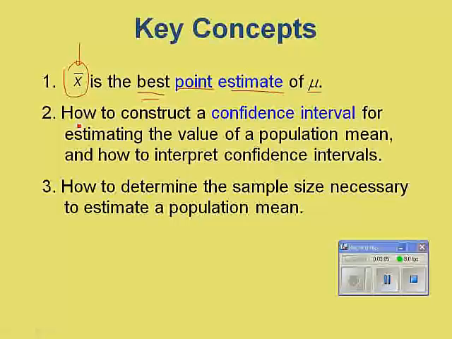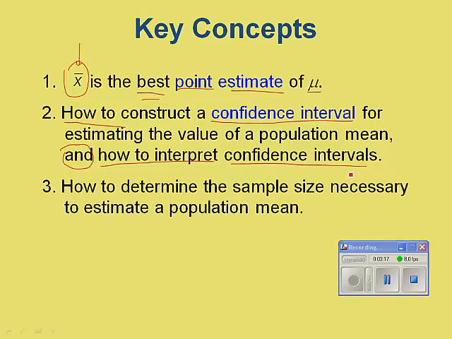Second key concept: how to construct a confidence interval, and how to interpret confidence intervals. Didn't we go over that last time? We did, for population proportions. Now we're going to do it for population means. So, point estimates, confidence intervals, and then number 3 on the key concepts is how to determine the sample size necessary. And didn't we do that last time with population proportion?